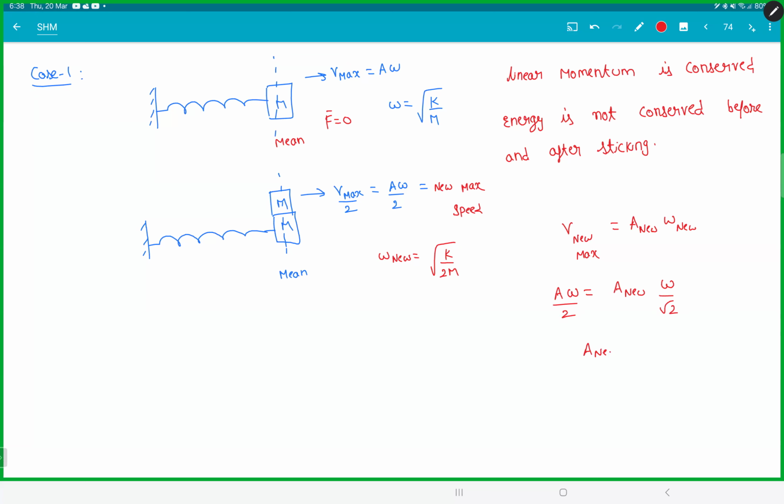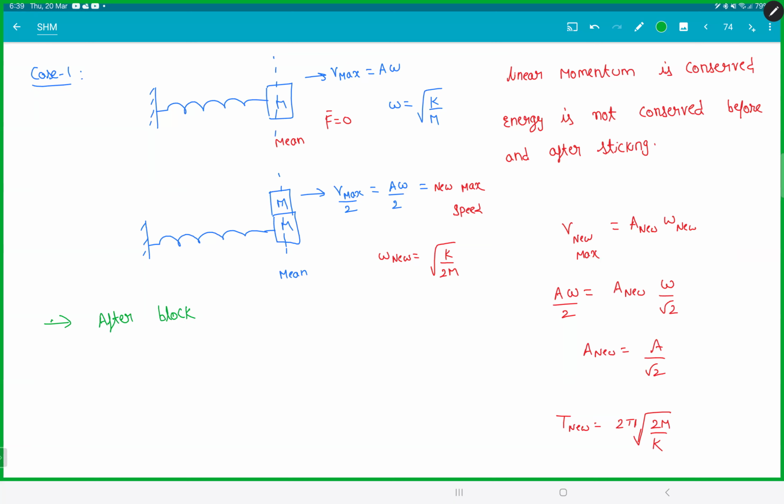Therefore, the new amplitude is A by root 2. This is one way to figure it out. Makes sense, everyone? And the new time period will be 2π root over 2m by k. There is another way to do this. After the sticking is over, energy is conserved. Agreed? After the block gets stuck, energy is conserved. So that is another way to do this.